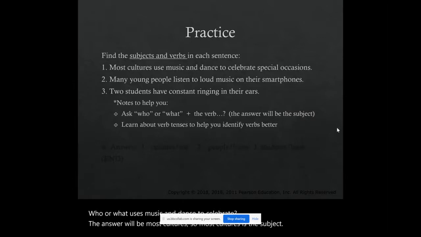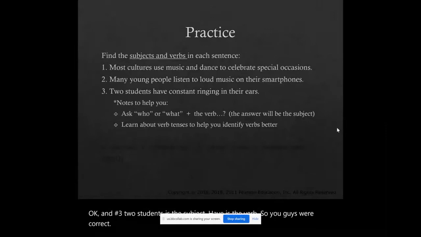Let's look at number 2. Many young people is the subject. Listen is the verb. So how can I find the subject? I can ask a question. Who listens to loud music on their smartphones? The answer is many young people. So many young people is the subject. Okay, and number 3, two students is the subject. Have is the verb. So you guys were correct.